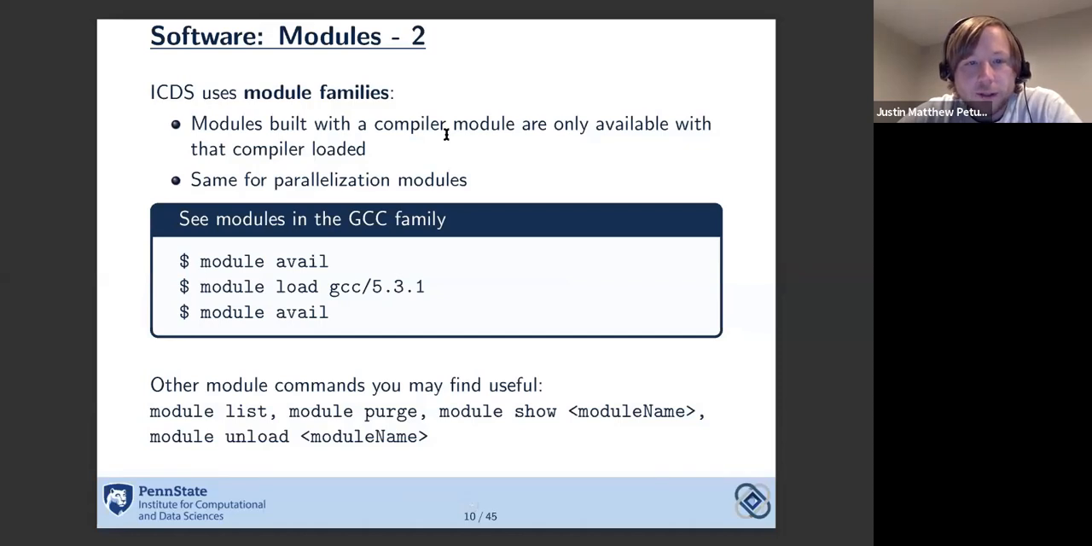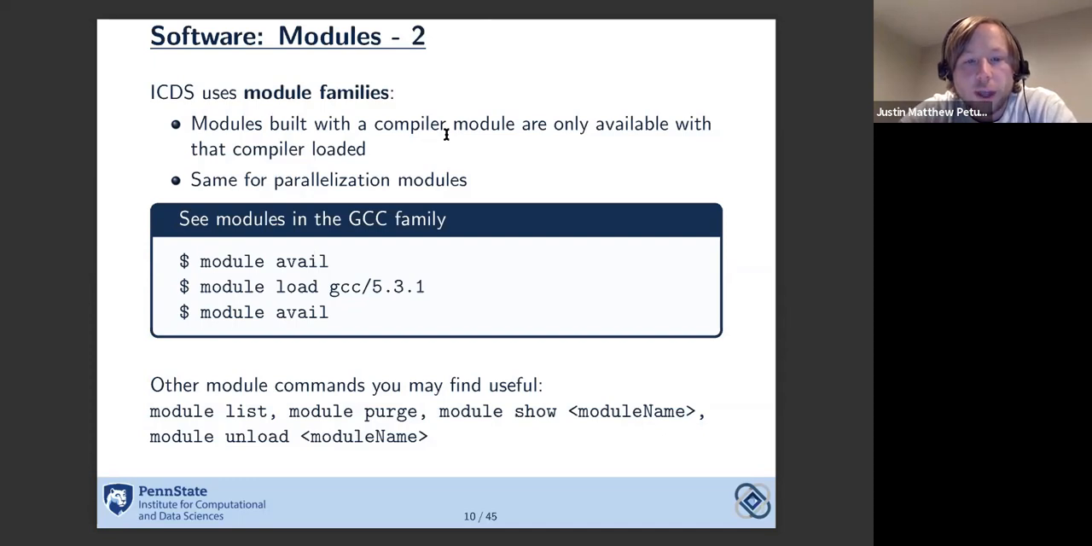We have module families on our system. These module families are centered around different compilers. So we have the GNU GCC compilers, we have the Intel compilers, and we also have the PGI compilers. And there are whole suites or families of software built for each individual base compiler. For example, in the GCC family, we have a GCC version 5.3.1 family, and within that family, there's a version of OpenMPI, which was compiled with that compiler. And then there's a whole suite of software that was built using that version of OpenMPI.